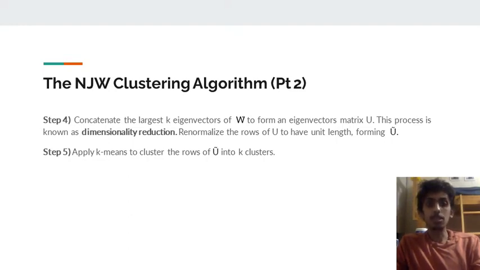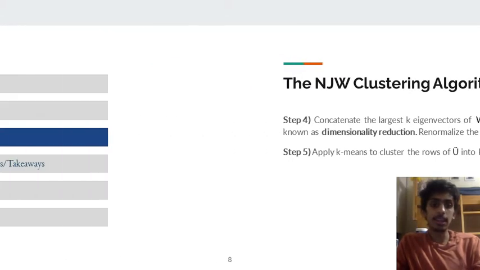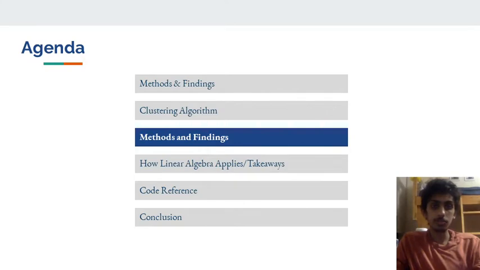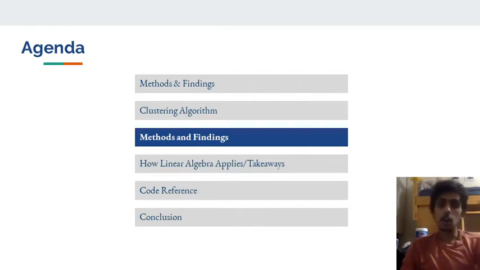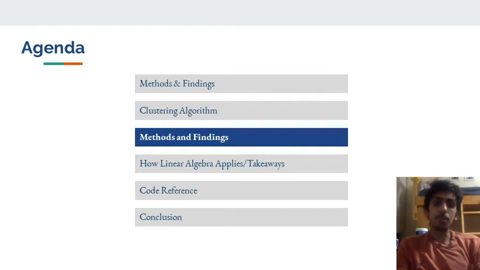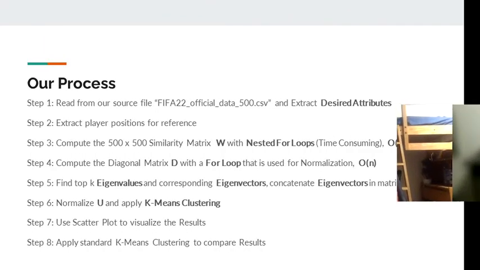After we perform this dimensionality reduction, where we reduce the number of dimensions we characterize our data on, we use k-means clustering to cluster our data into k clusters. Now I will hand the mic over to Rico to explain what specifically we did, our MATLAB code, and our findings. So Rico, over to you.